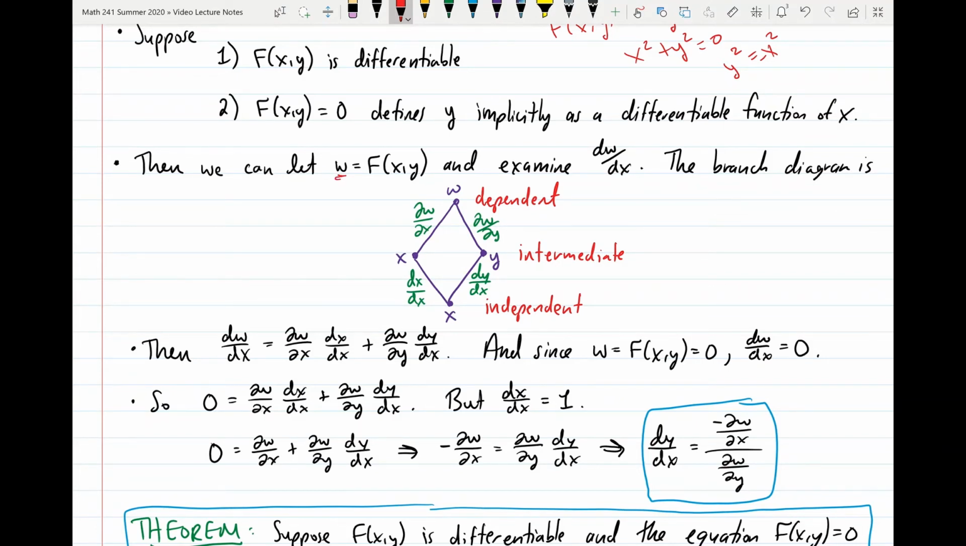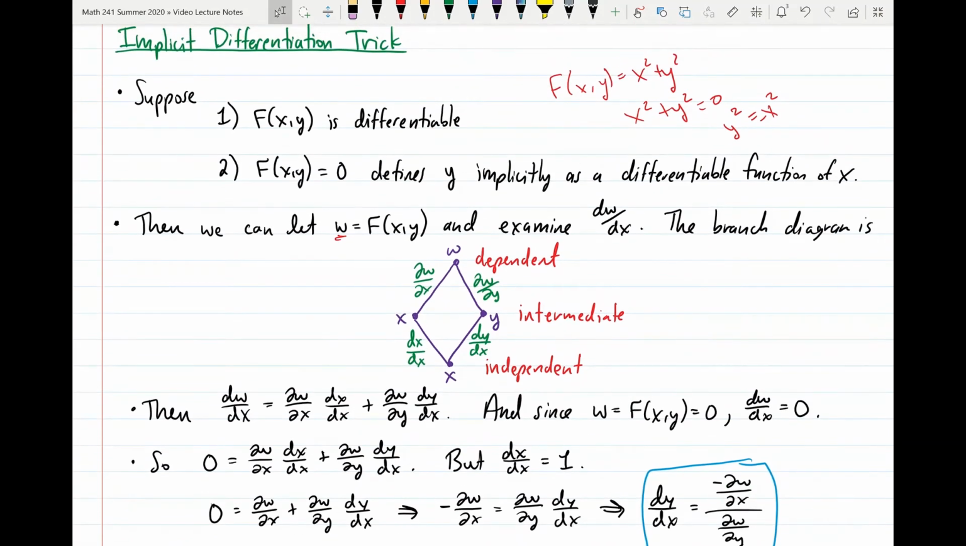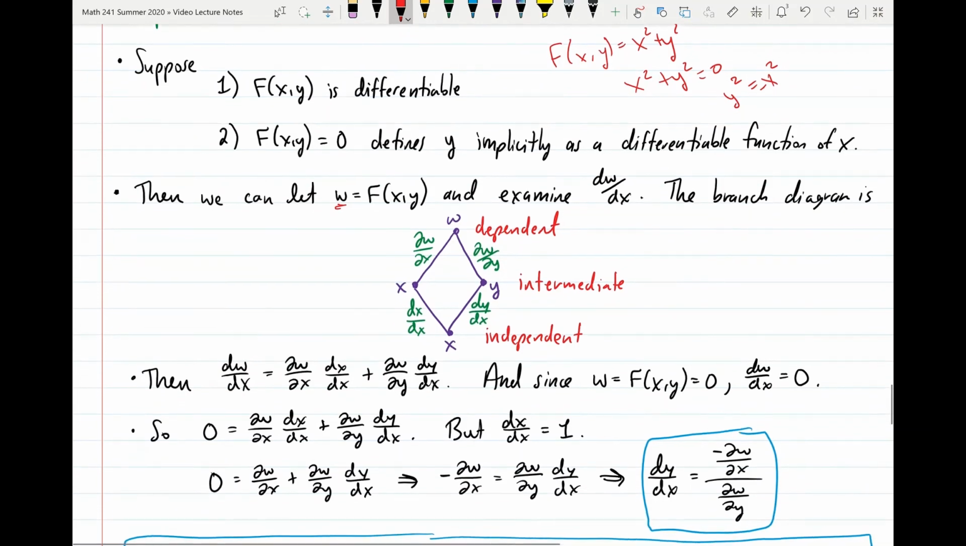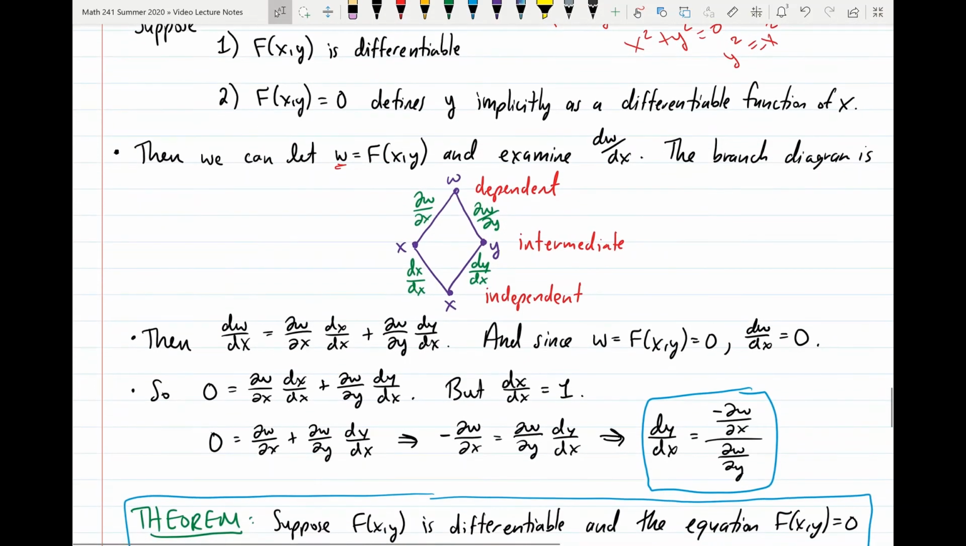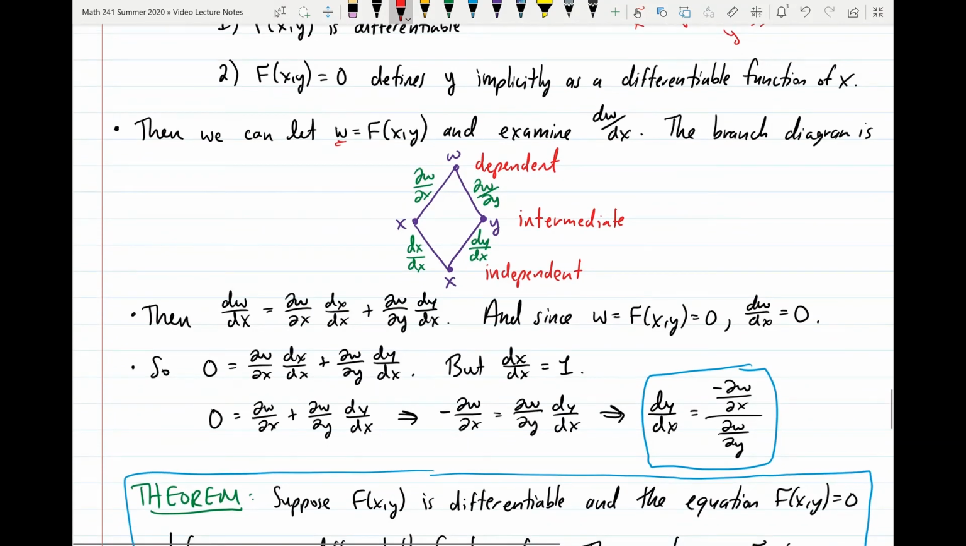and then we can examine the derivative of w with respect to x. Why can we do that? Because if we specify that F of x, y is equal to 0, then y is an intermediate variable that's being given as a function of x, and of course x is a function of x. And so in this case, the only independent variable we have is x, and we can set up a branch diagram that gives us the derivative of w with respect to x.